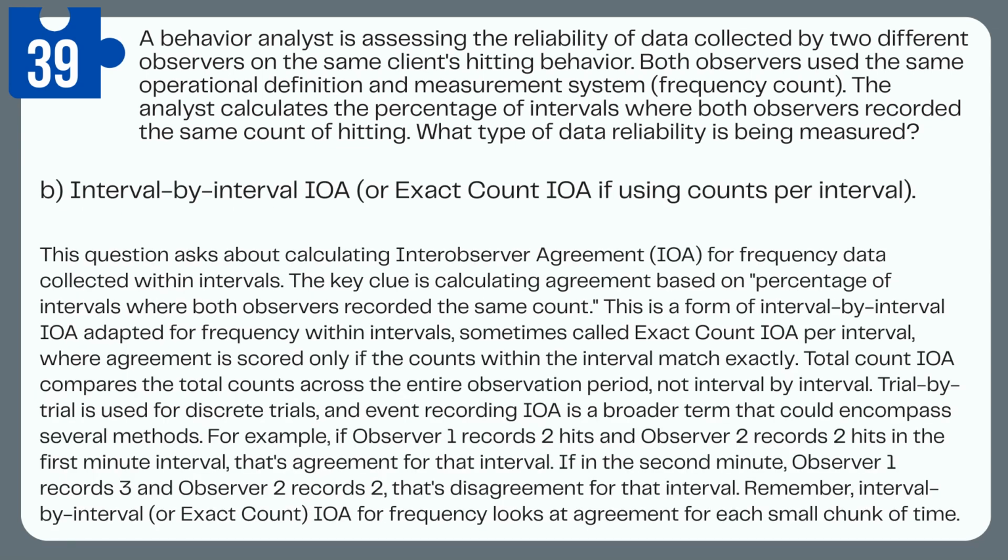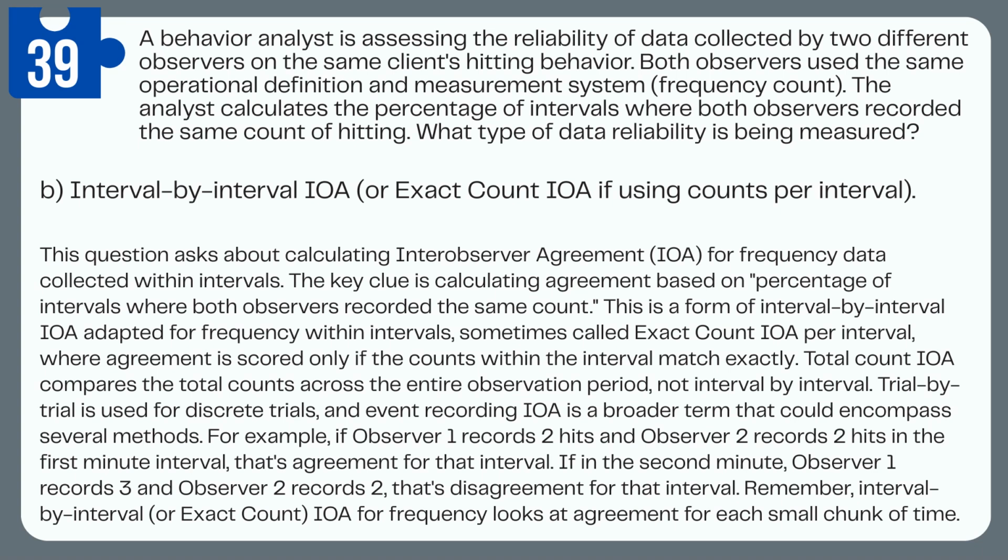Answer B. Interval by interval IOA, or exact count IOA if using counts per interval. This question asks about calculating inter-observer agreement, IOA, for frequency data collected within intervals. The key clue is calculating agreement based on percentage of intervals where both observers recorded the same count. This is a form of interval by interval IOA adapted for frequency within intervals, sometimes called exact count IOA per interval, where agreement is scored only if the counts within the interval match exactly.